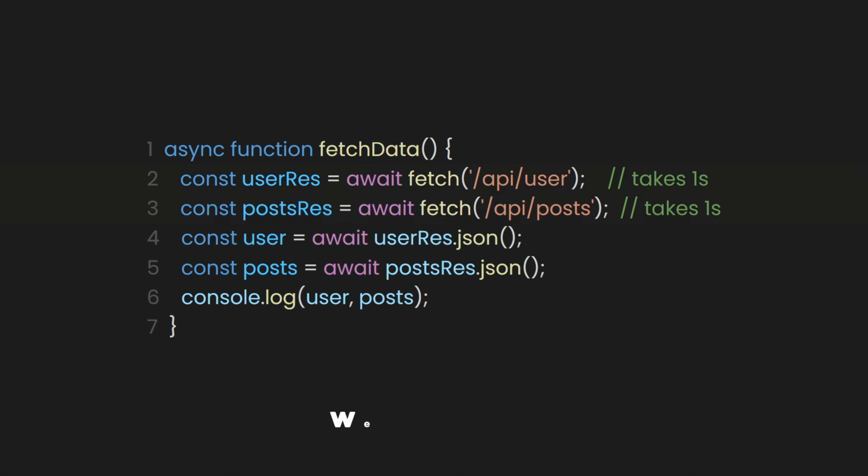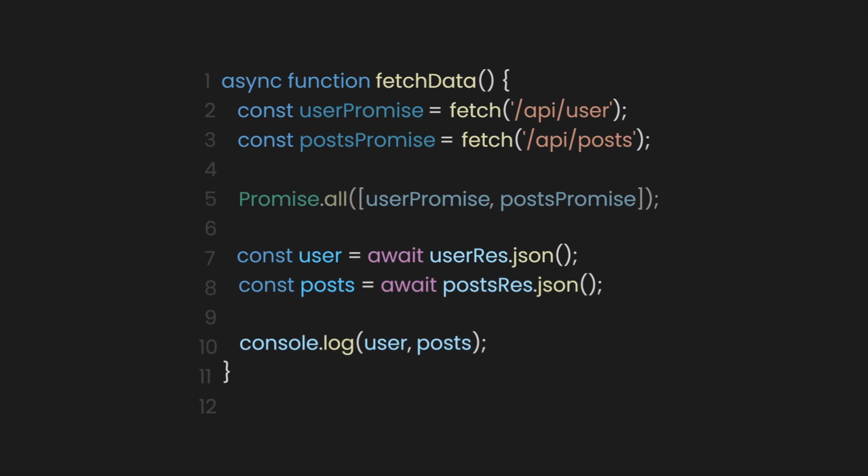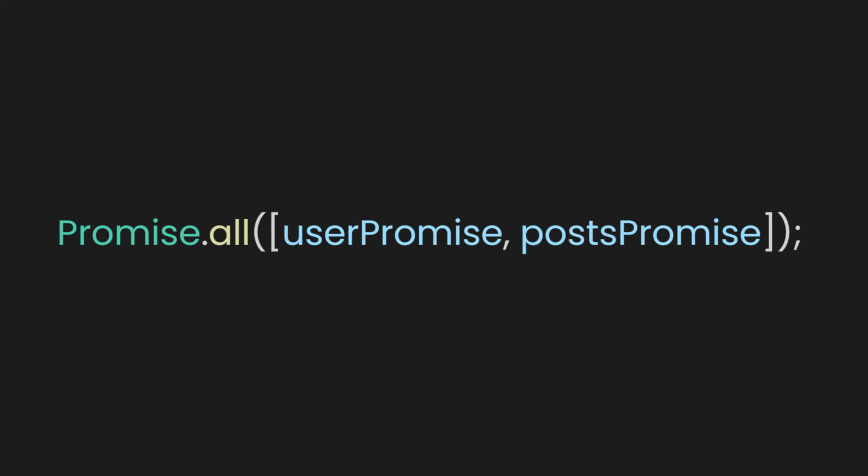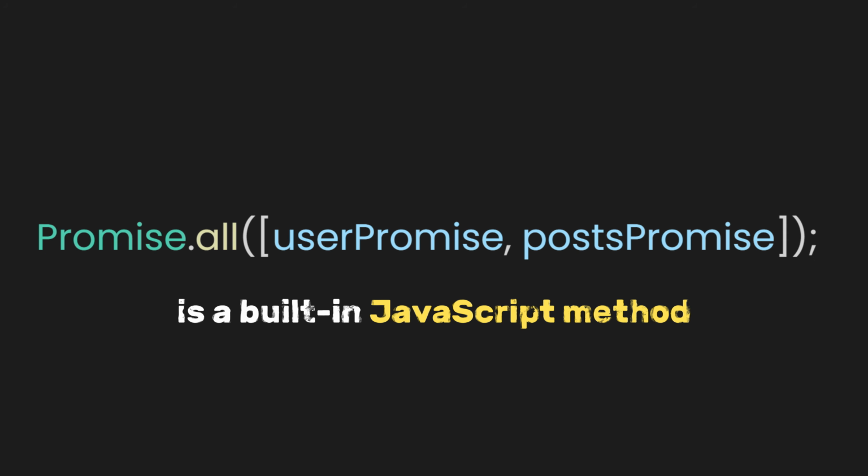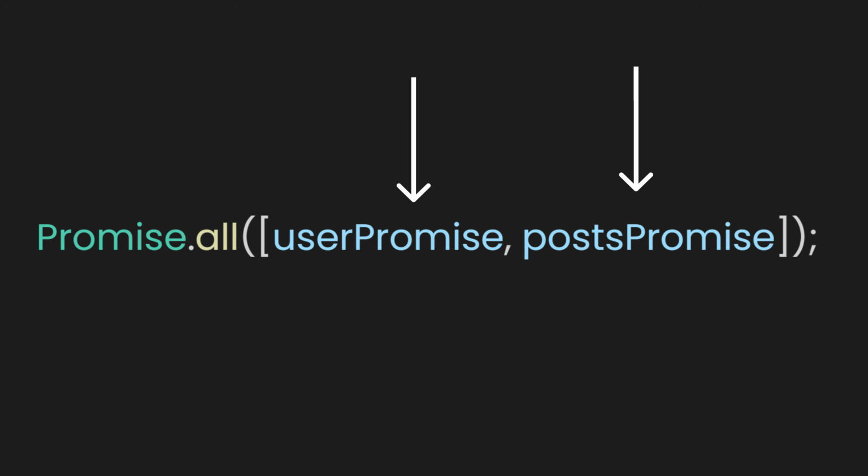To make it faster, we can start both fetches at the same time and then wait for them together using Promise.all. Promise.all is a built-in JavaScript method that allows you to execute multiple promises in parallel and wait for all of them to resolve or for one to fail. It takes an array of promises as an argument and returns a single promise that resolves when all of the input promises resolve.